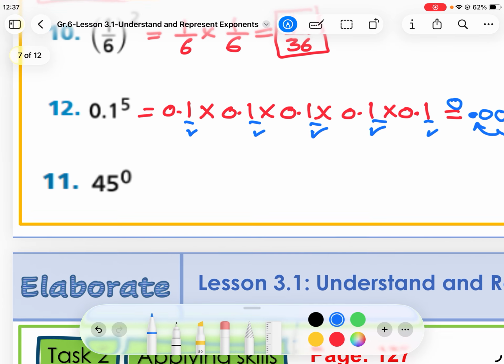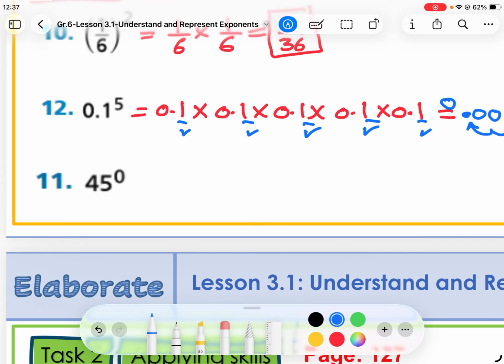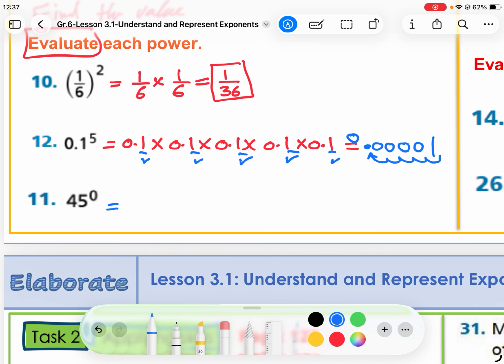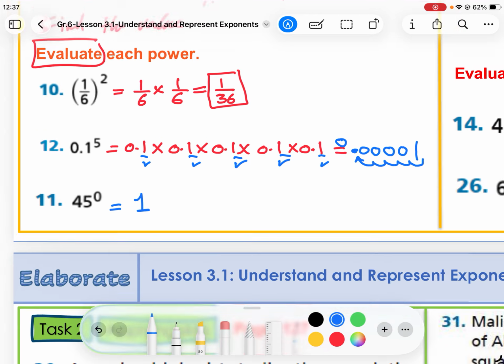Okay? So, let's move on. Now, let's move on to the next question. 45 to the power of 0. Now, you should know in math, any number to the power of 0, without thinking about it, this is a basic fact in math. Any number to the power of 0, the value of it is always 1. That's your answer, just 1. Okay? Again, any number, whether it was a decimal, a whole number, a fraction, whatever you want, as long as the power is 0, that means the answer will be equal to 1.